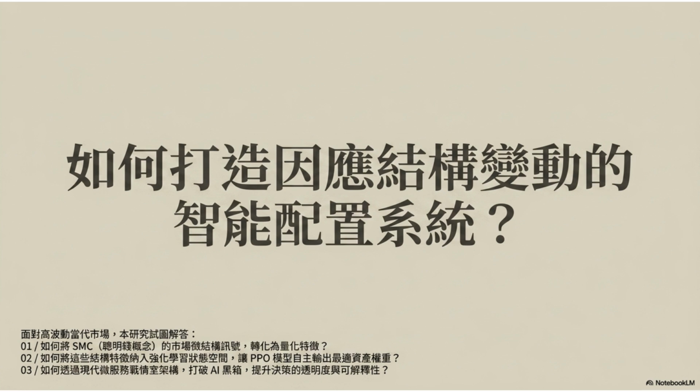Based on the previous background, this research focuses on four main questions. First, how can smart money concepts, which are often used in discretionary trading, be transformed into quantitative features? Second, how can these features be integrated into the state space of a reinforcement learning environment? Third, how can PPO be used to output multi-asset allocation weights? Finally, how can a microservice-based dashboard improve the observability and interpretability of AI investment decisions?